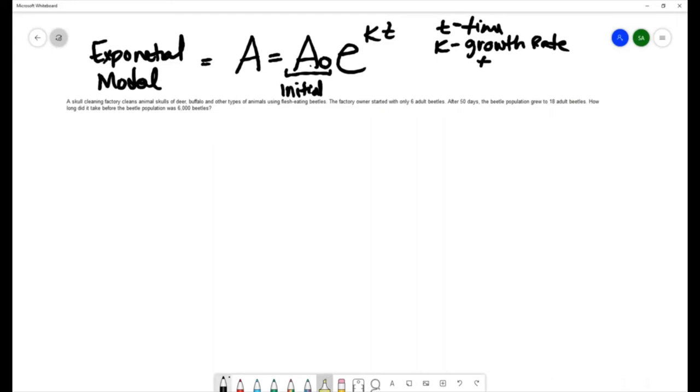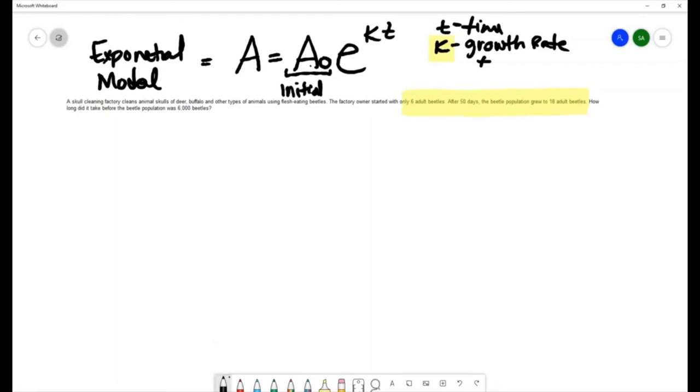So with this information from the beginning about starting with 6 adult beetles and after 50 days the population grows to 18, we're going to be able to figure out what the growth rate is. And then once we know the growth rate, we're going to be able to answer the question that's posed in the second part, which is how long did it take before the beetle population was 6,000 beetles? So let's start with finding the growth rate.